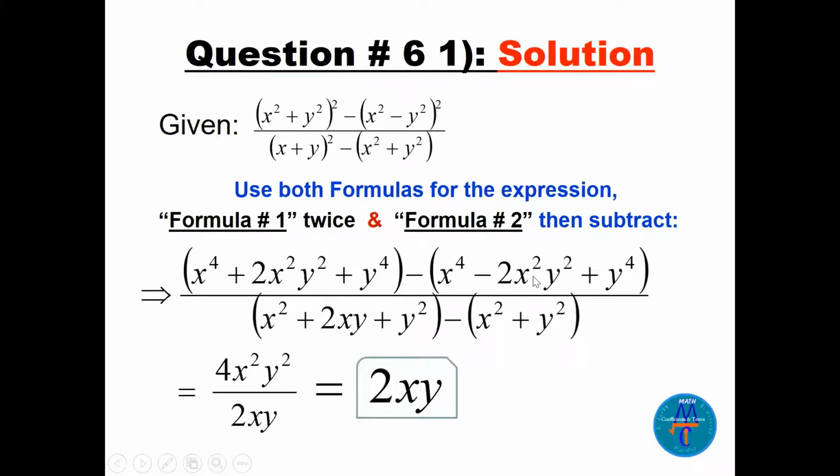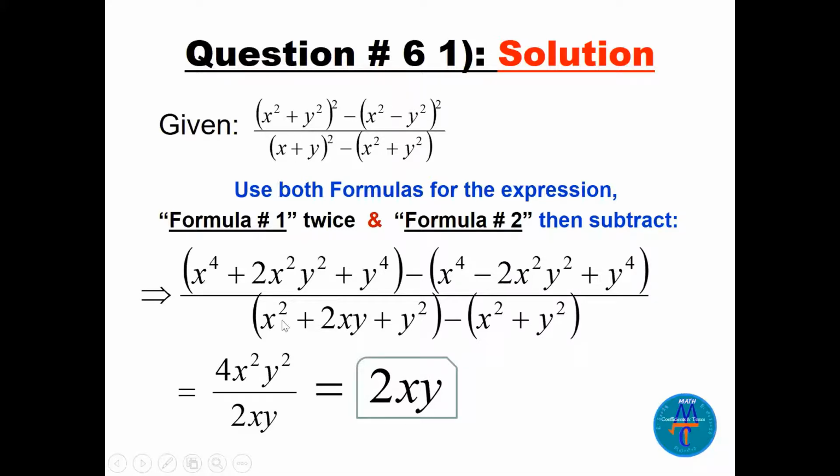x power 4 minus 2x squared y squared plus y power 4. And there is a minus in the question, so we can subtract here. See, x power 4 minus x power 4 is 0. y power 4 minus y power 4, 0. Minus and the minus 2x squared y squared will be plus, and there is plus 2x squared y squared. When you add, you get 4x squared y squared.